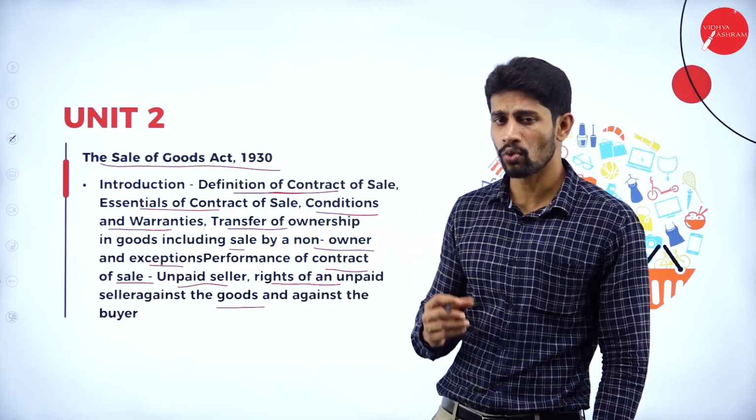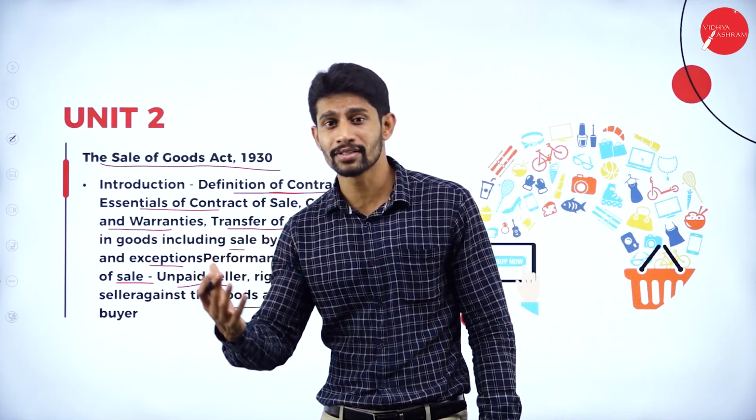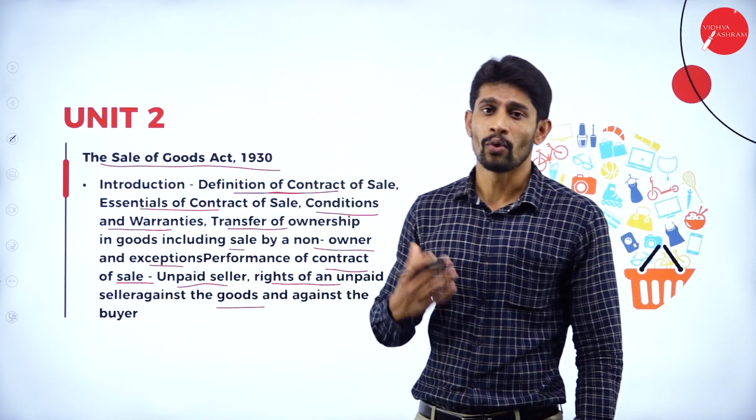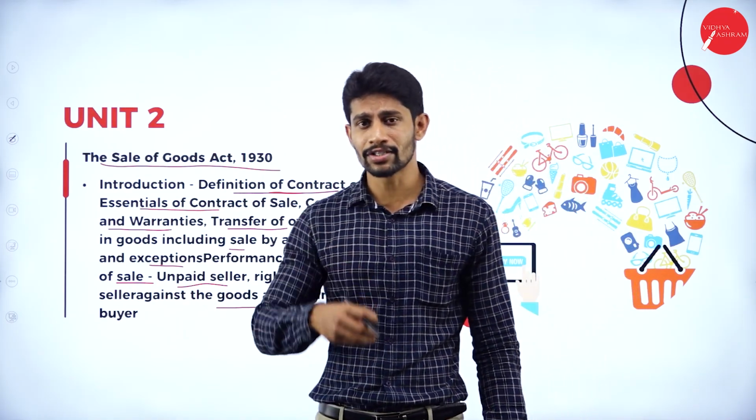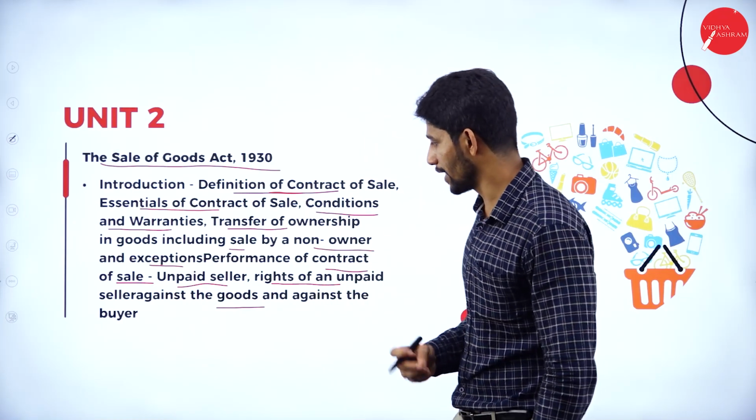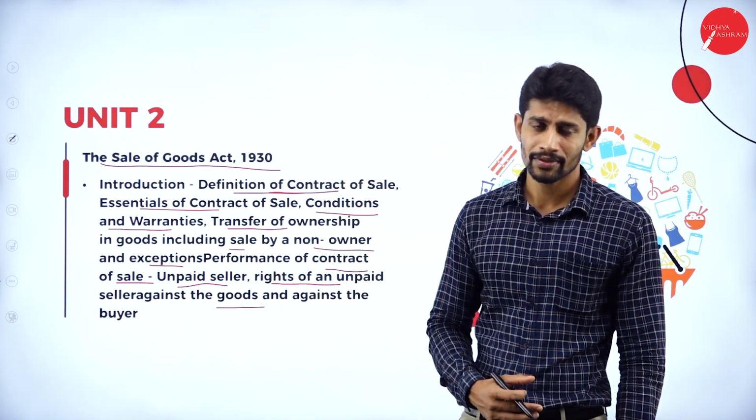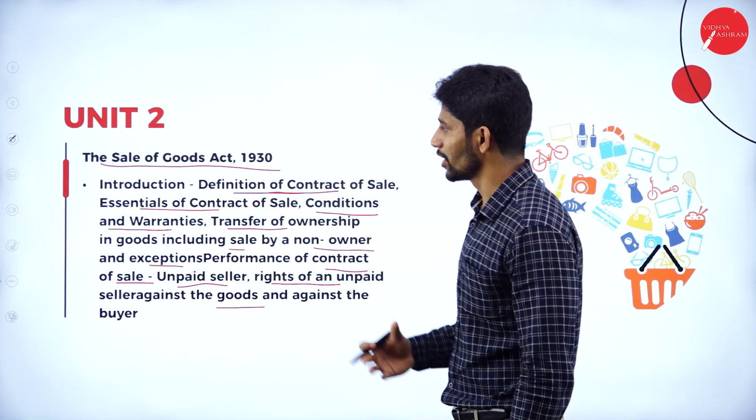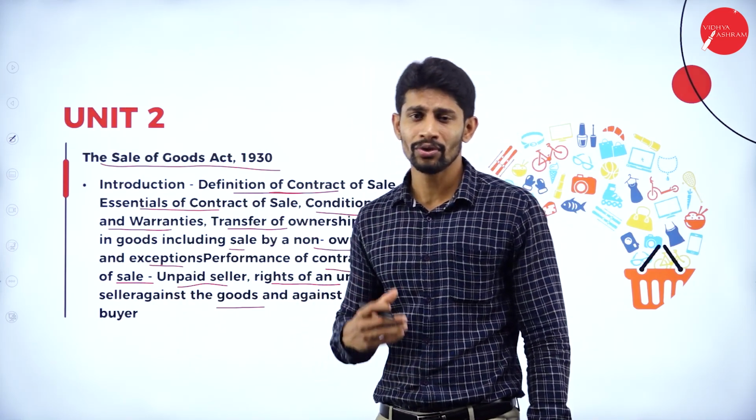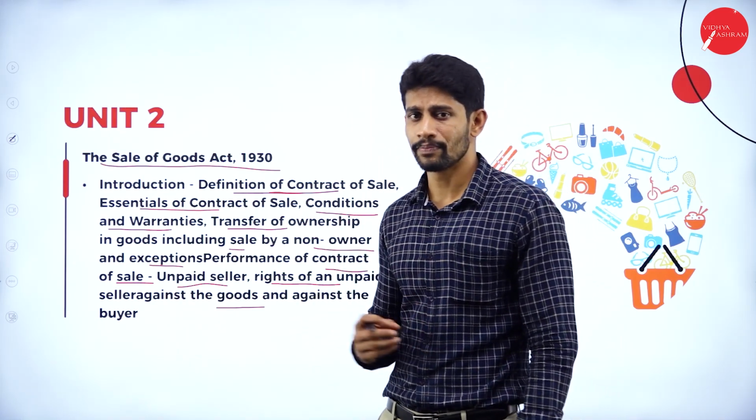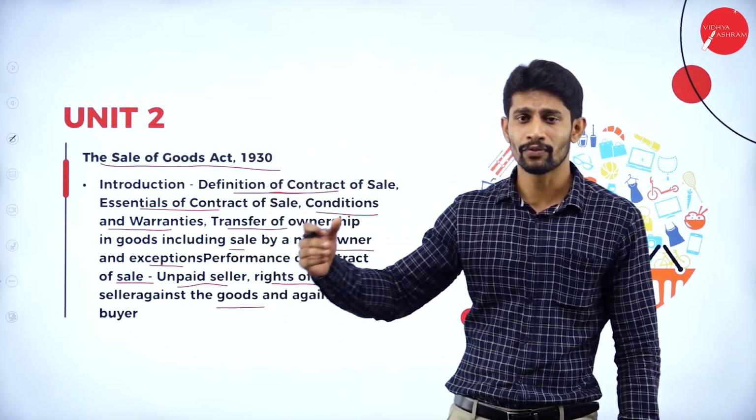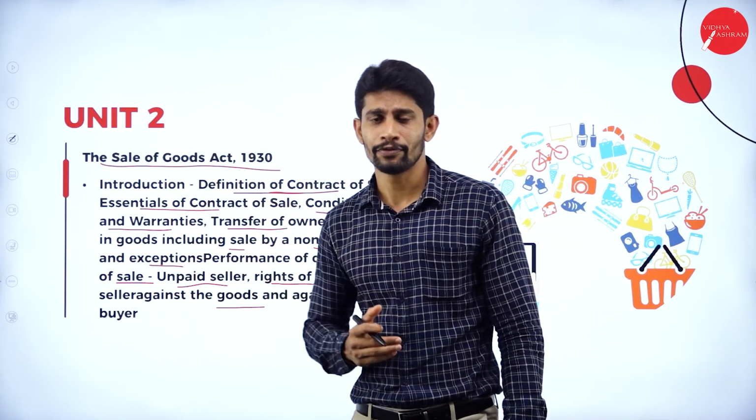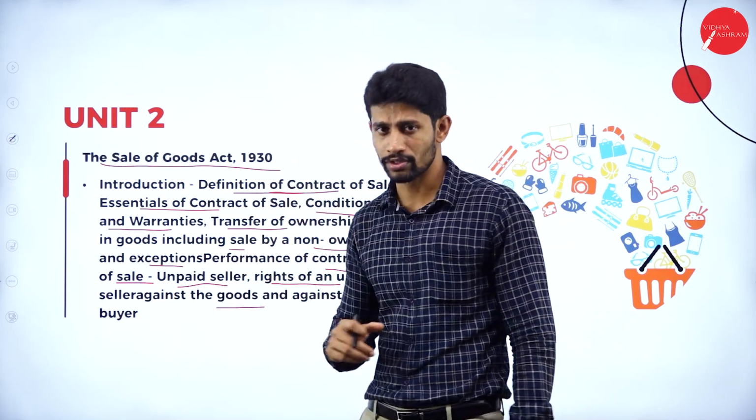So here you are going to study what is contract of sale, what are the essentials required for a contract of sale, what is called warranty, what is called conditions, and what will be the rights of an unpaid seller, and the rights of an unpaid buyer. About all this you are going to study in unit number 2, where you will gain knowledge about the sale of goods, and what requirements you are supposed to fulfill when getting into a particular type of business, that is, the sale of goods.